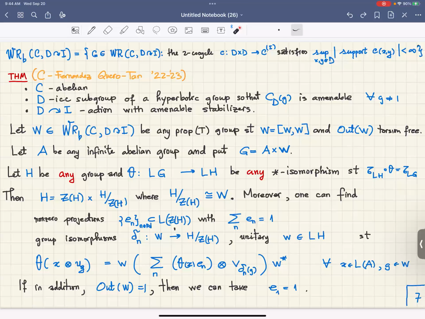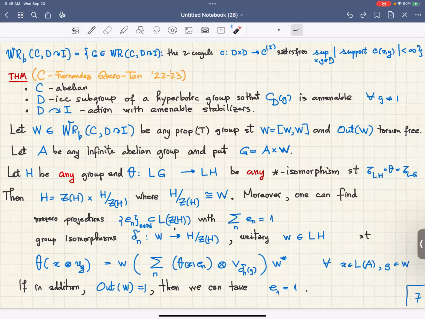Okay, so you have a Reed-like product group with these conditions, and then I'm going to take any abelian infinite group A and I'm going to take the product, A times W, okay? So in this moment, these W's are ICC groups, property T ICC groups. Now, A is just an infinite abelian group, so the group that we're going to have here, obviously, is not an ICC group anymore, it's something which has a huge center, okay?